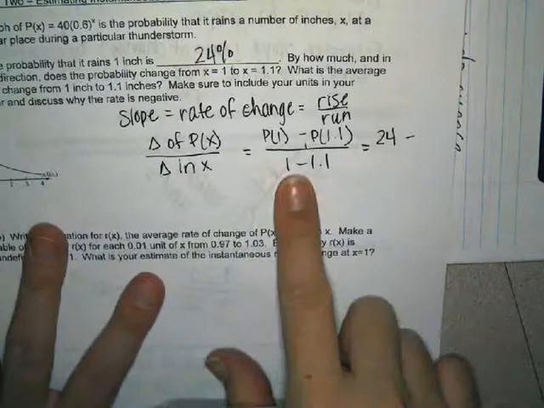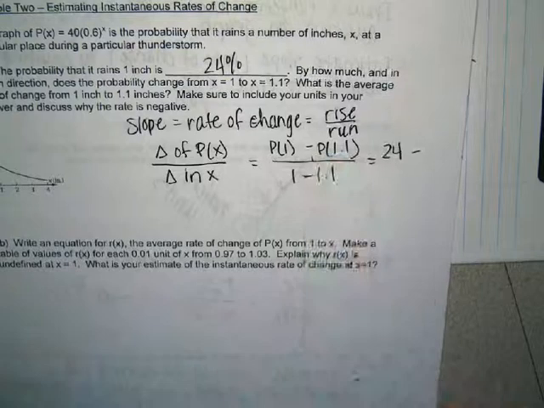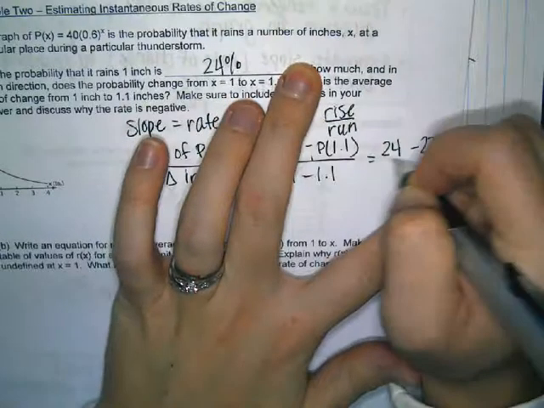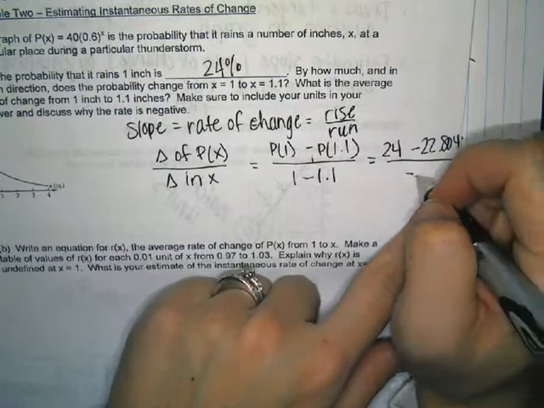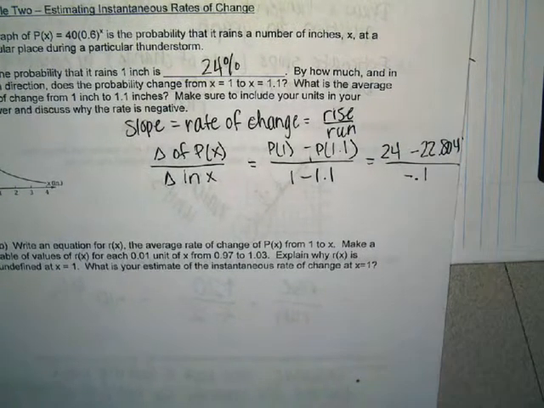If we look at our units here on our axes, the graph of P of x is the probability. So we're going to use percentage to represent probability, so inch per chance. Okay, so by how much and in what direction does the probability change? That's how much the chance or the probability is going to change between x equals 1 and x equals 1.1.